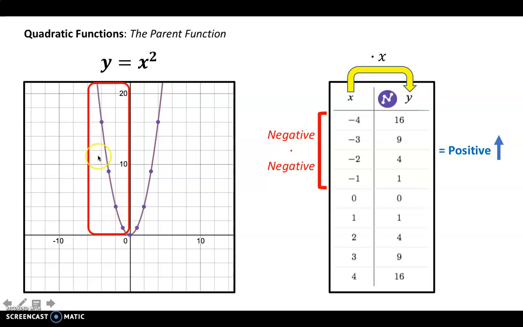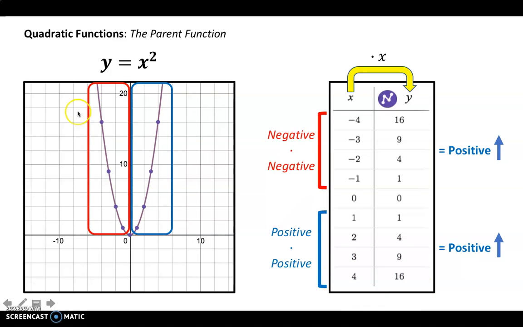So the left side is going up even though the x's are negative, because a negative times a negative makes a positive. If I multiply x by itself on the right side, the line still goes up because 1 times 1 makes 1, 2 times 2 makes 4, 3 times 3 makes 9, and 4 times 4 makes 16. So the reason quadratics look like they do, the reason they move up fast on both sides, is because the negatives turn into positives and the positives stay positive.